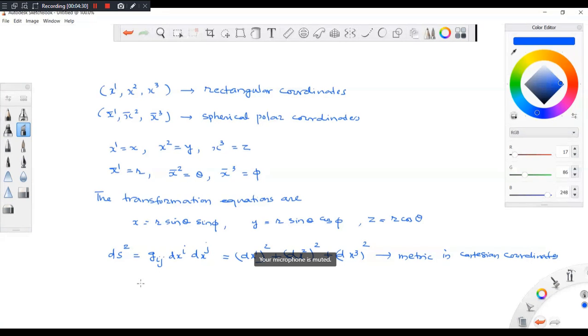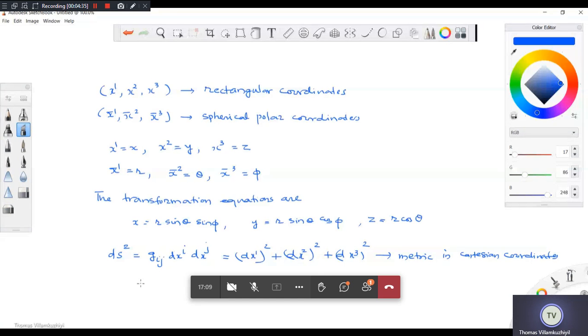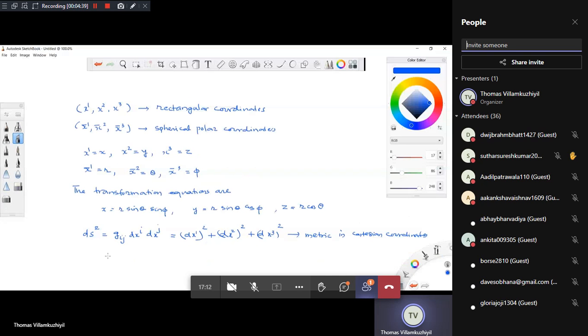Here what is G11 etc. G11 is equal to G22 equal to G33 is equal to 1 and Gij equal to 0 for i not equal to j. All these things you know.